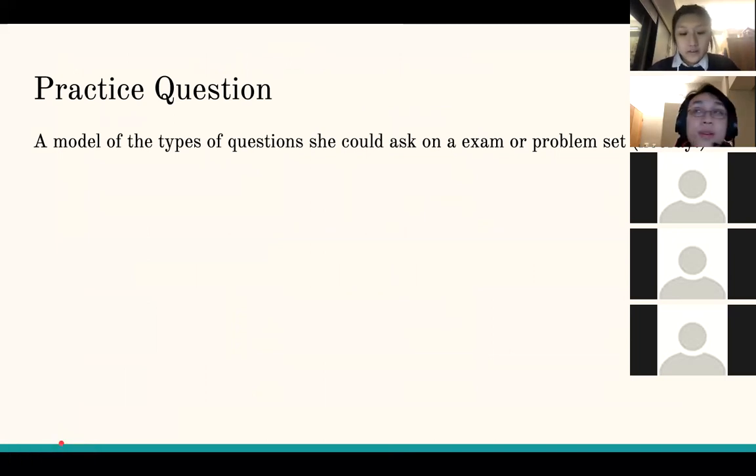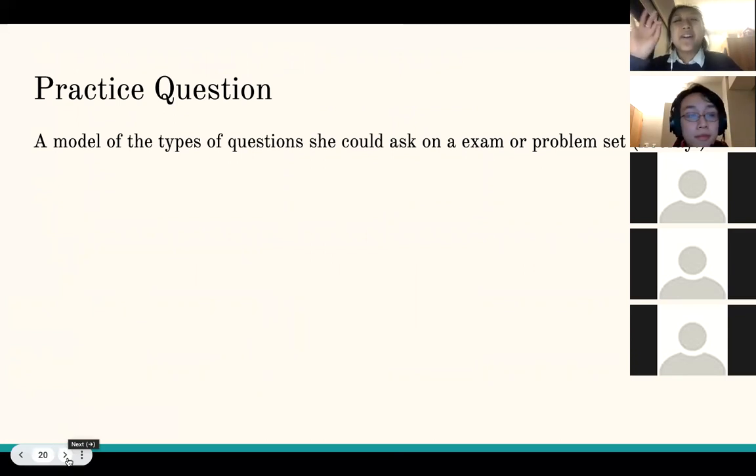So let's just do a quick practice question. These practice questions are a model of the types of questions that Laura would likely ask on an exam or problem set. So just to get you more practice with these type of questions.